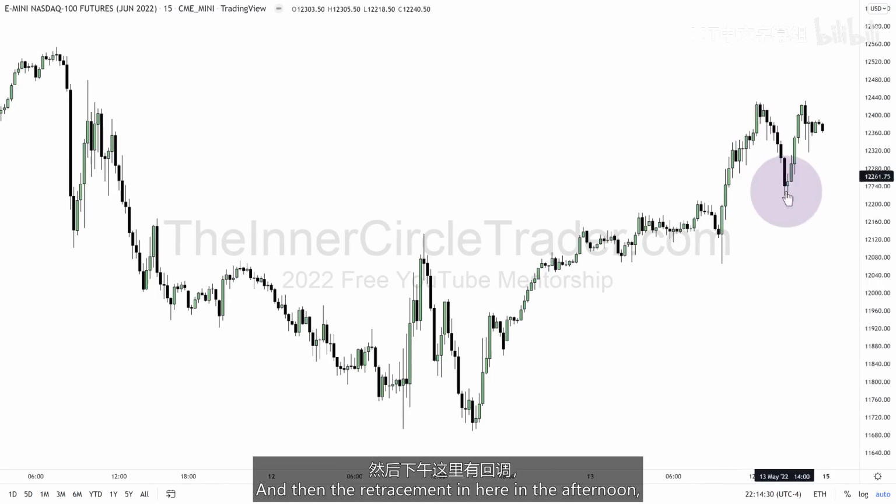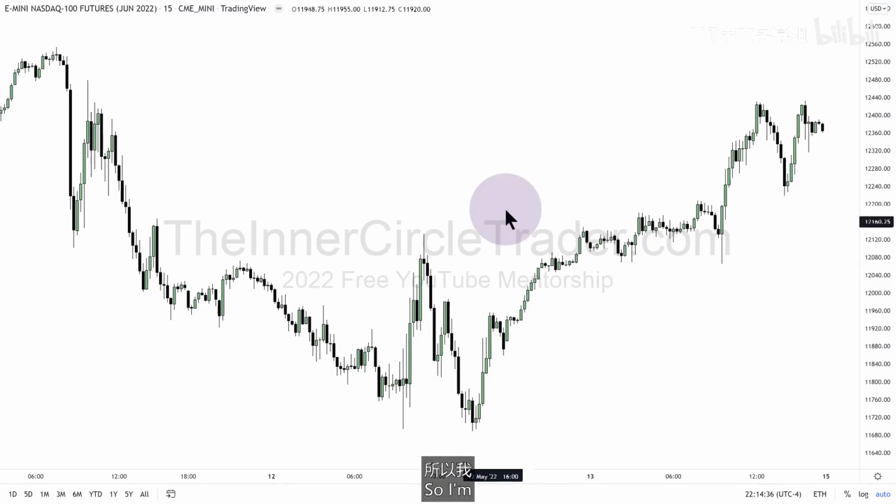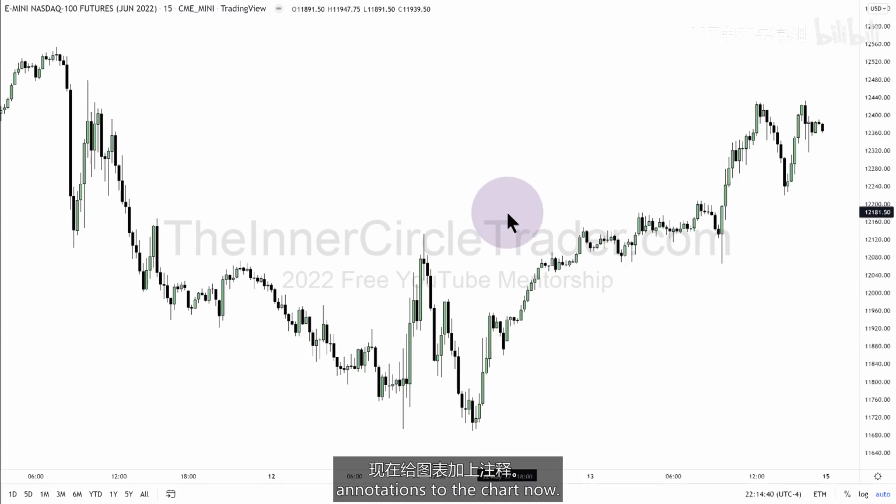And then the retracement in here in the afternoon, that's what I was looking for. So I wanted to see that type of idea. So I'm going to add the annotations to the chart now.